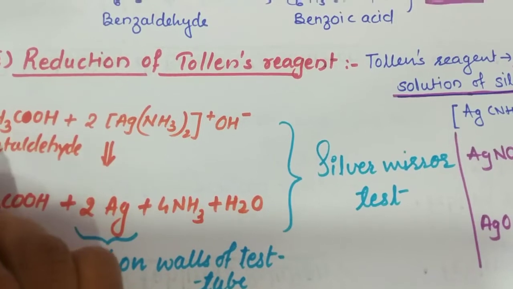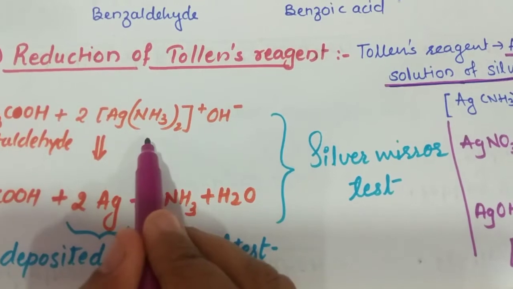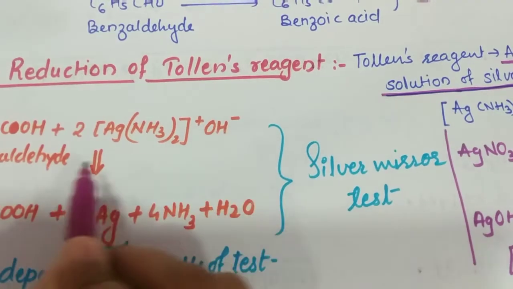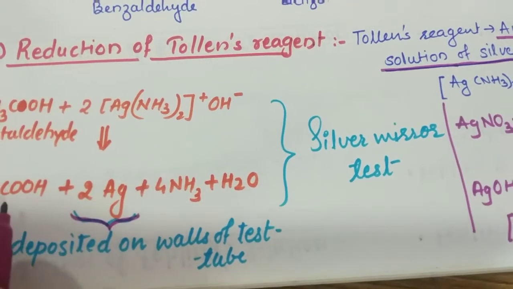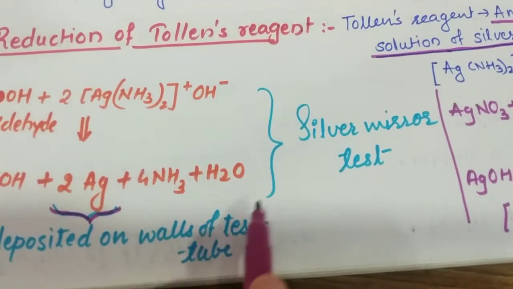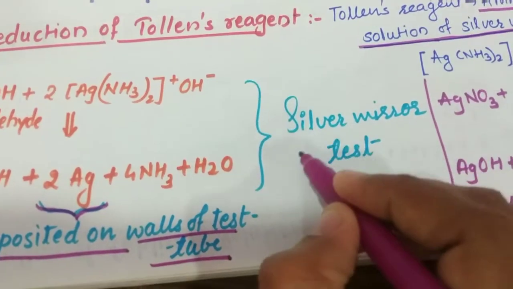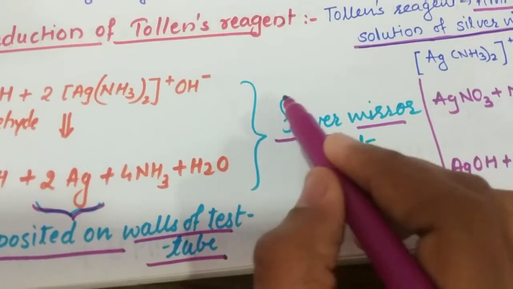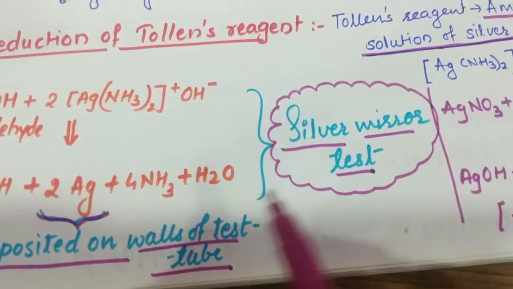Now students, let's see how aldehydes react with Tollens reagent. I took acetaldehyde, CH3CHO, and when it reacts with Tollens reagent, the basic medium is already there, so silver is deposited. Carboxylic acid is formed, silver deposits on the walls of the test tube, and these are all the byproducts. We can perform this in the laboratory, and this test is known as the silver mirror test. In many examinations they often ask about the silver mirror test.